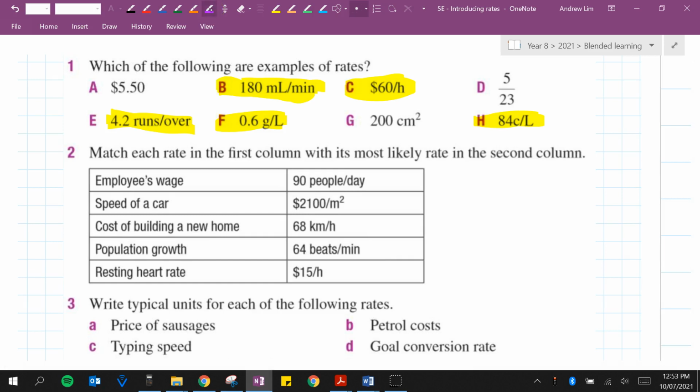Okay, employee's wage, that's $15 per hour. Speed of a car, 68 kilometers per hour. Cost of building a new home, $2,100 per square meter. Population growth, 90 people per day. And resting heart rate, 64 beats per minute.